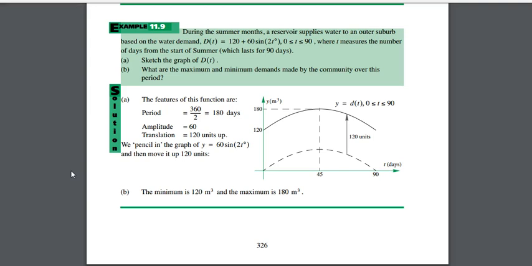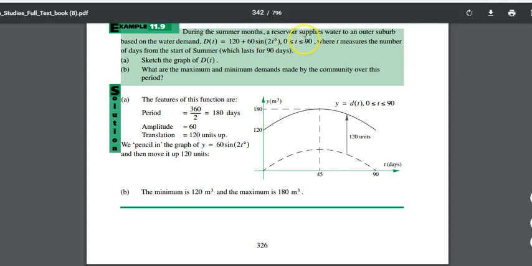So they're using a sine function to represent an amount of water supply during some summer months. It's always important to look within the problem at what things represent. In this case, they tell you that T represents the number of days from the start of summer. So typically a 90-day summer, which is why they set the domain from 0 to 90. And the y coordinate, or the d of t, represents the demand during those summer days.